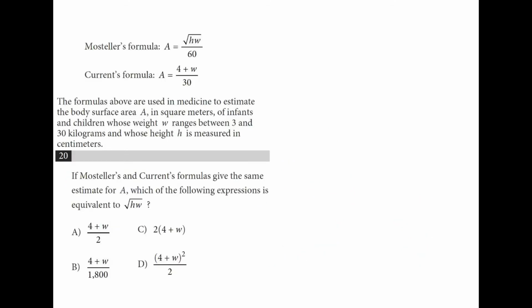If these two formulas give the same estimate for a, or in other words they're equal to each other, then which of the following expressions is equal to this? So the first thing I did is if a's are equal, these are equal. Now I'm going to solve it for the square root of HW.